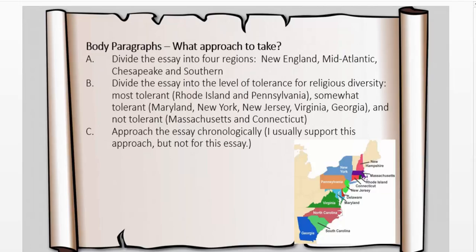All right, so now, what should your body paragraphs be? This is where you have to make a decision. Do you want to divide up the essay into the different geographic regions of the colonies? New England, which would be New Hampshire, Massachusetts, Rhode Island, and Connecticut. And then the Mid-Atlantic, which would be New York, New Jersey, Pennsylvania, Delaware.